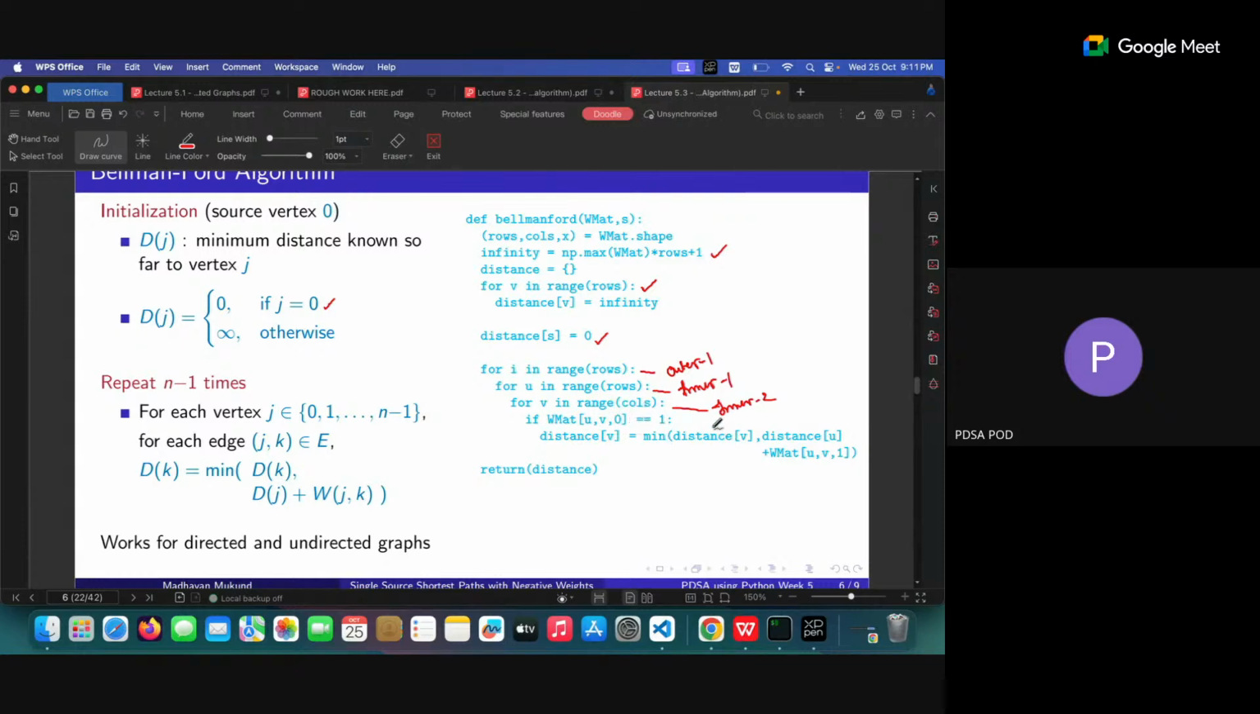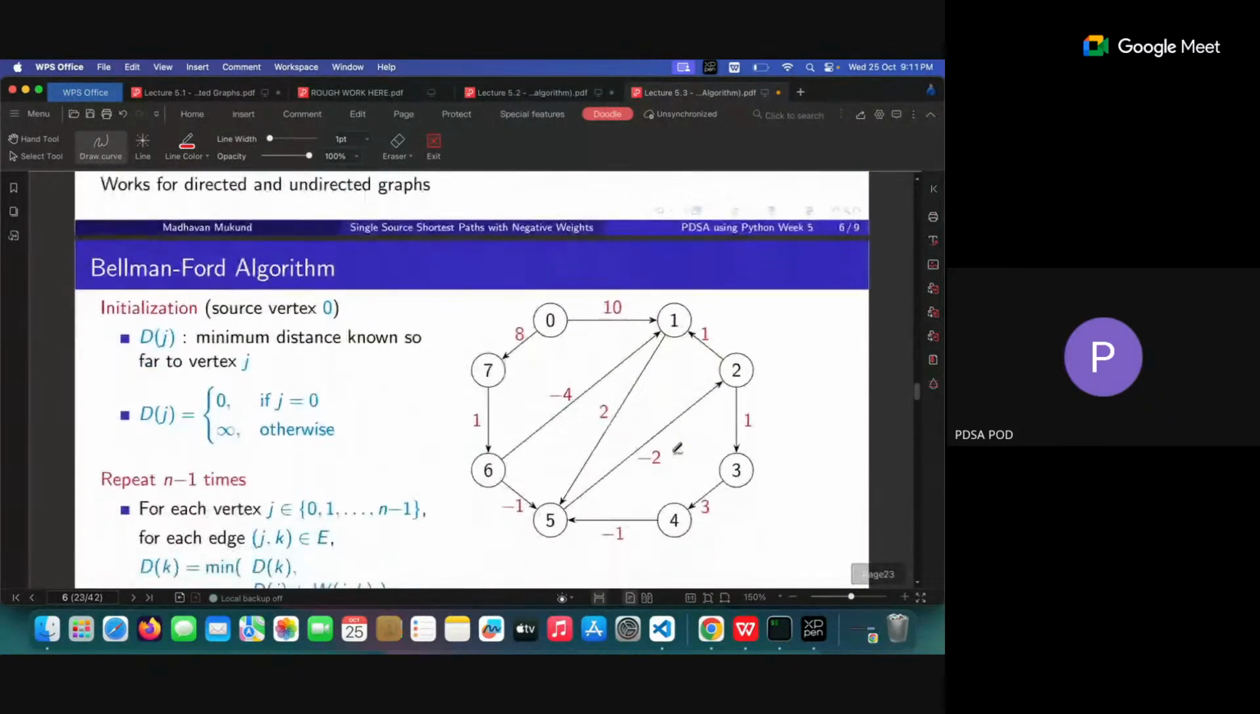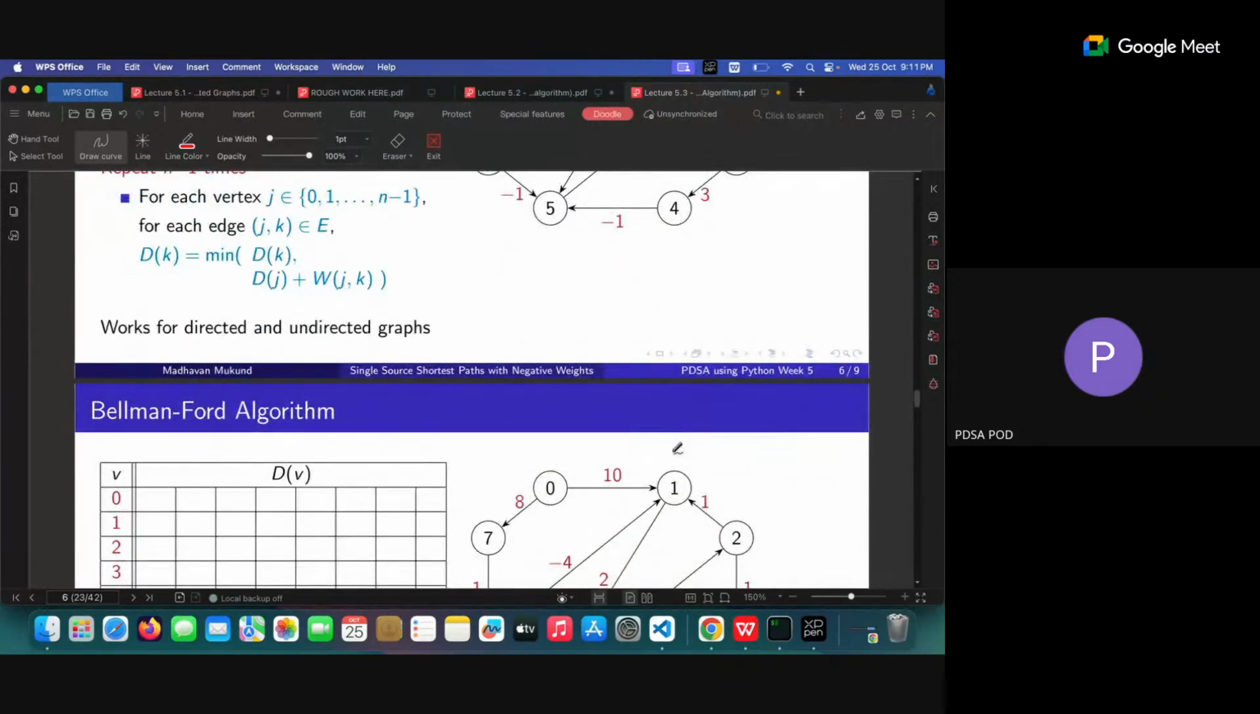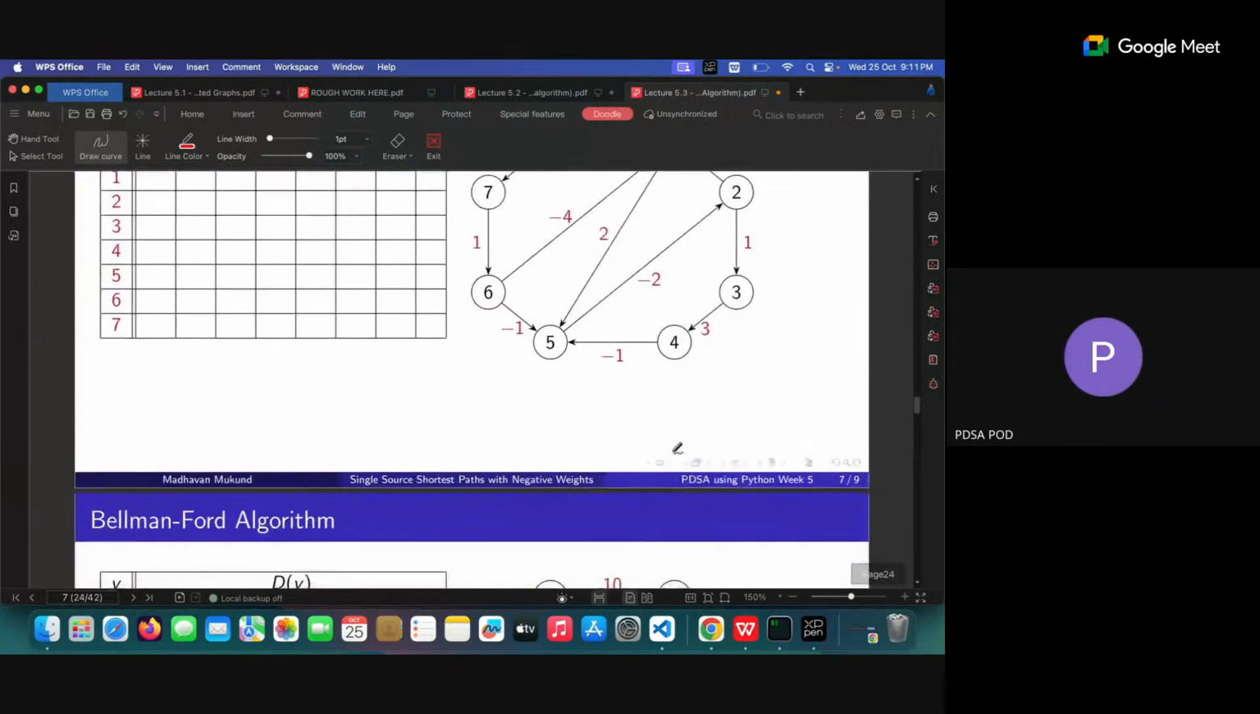If this particular vertex is already visited, then we calculate the distance: whether the minimum is the current distance or the distance from u plus the distance from u to v, whichever sum is the shortest one. So the distance is updated every time. Once the distance is updated, we keep on with the three nested loops. Look here, one example is given.